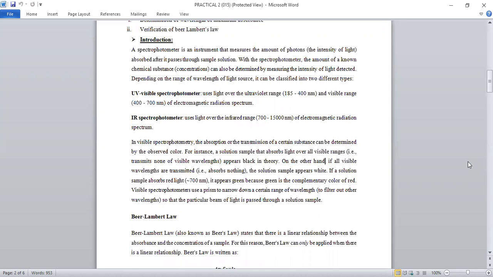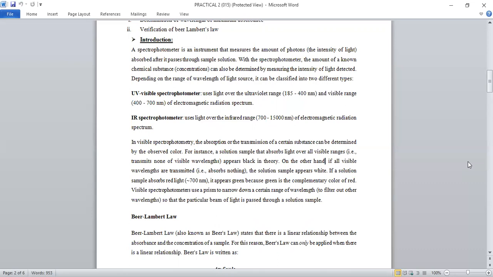Introduction. A spectrophotometer is an instrument that measures the amount of photons, the intensity of light absorbed after it passes through a sample solution. With a spectrophotometer, the concentration of a known chemical substance can also be determined by measuring the intensity of light detected.